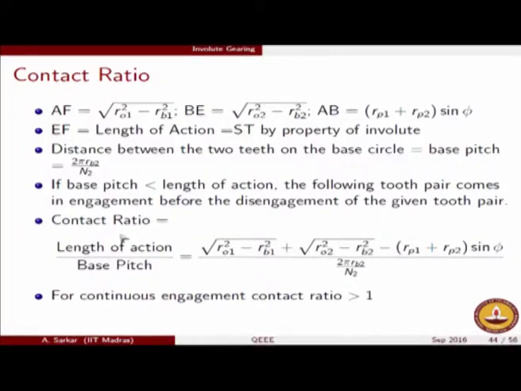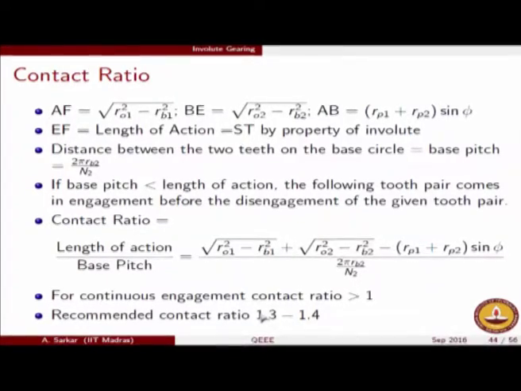However, if it falls below 1, then it is a matter of concern, because it is not a positive drive, and most probably it will not be able to maintain the constant angular velocity ratio which is desirable in gears. So you have to check the contact ratio from all these gear geometry parameters, and ensure that for continuous engagement you have a contact ratio greater than 1.